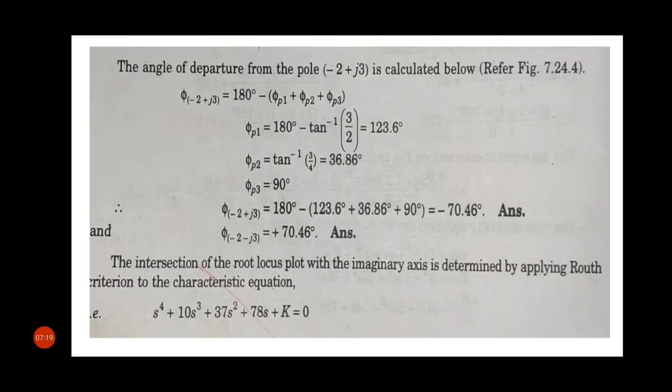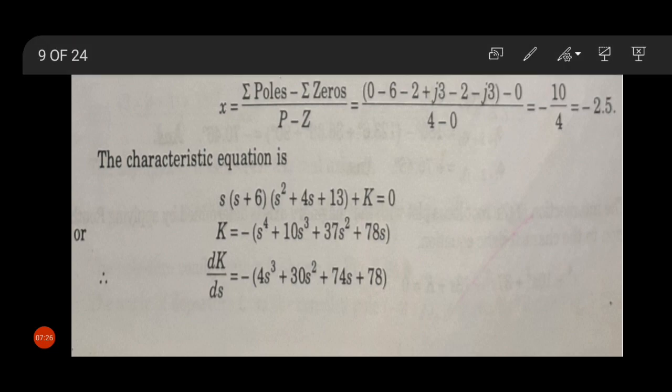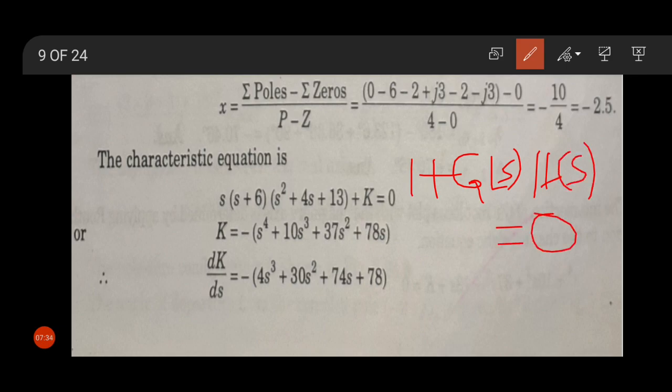Now see, the characteristic equation. We basically know the characteristic equation is 1 plus G(s)H(s) equal to 0. So here put the value of G(s)H(s). After putting the value, the characteristic equation is this: s(s+6)(s² + 4s + 13) + K = 0. So from this equation you find K equal to -s⁴ - 10s³ - 37s² - 78s.